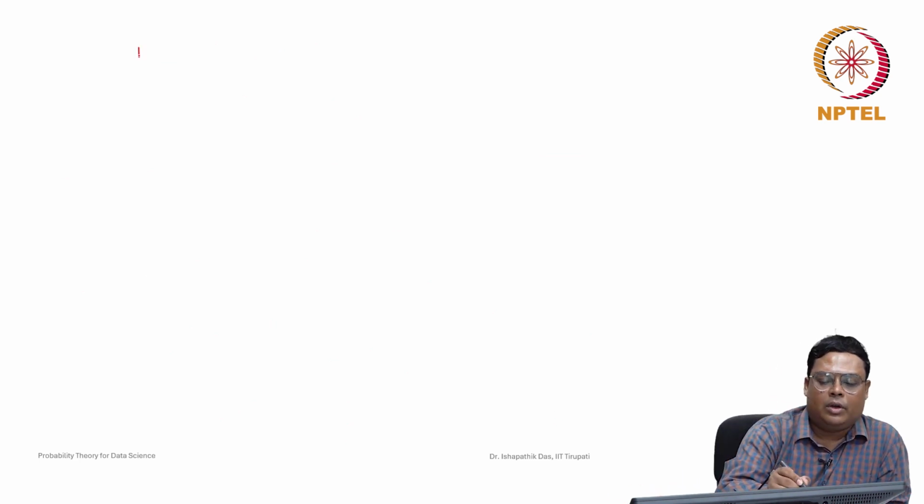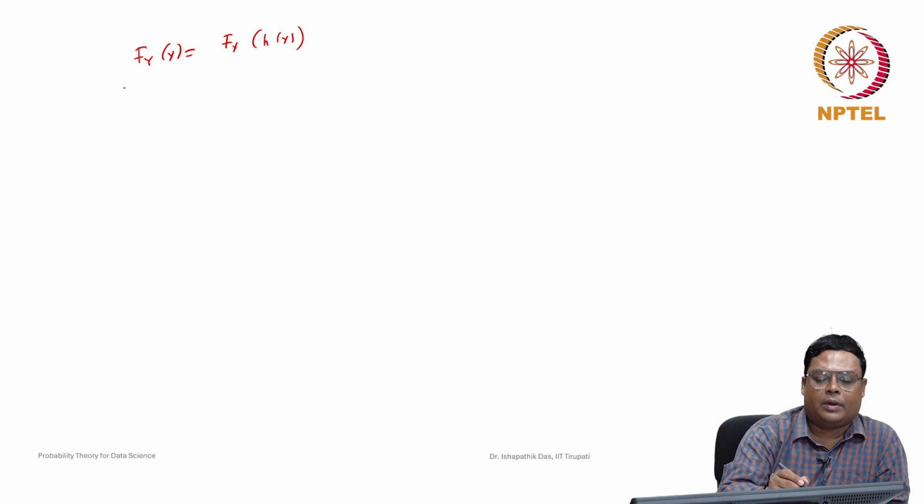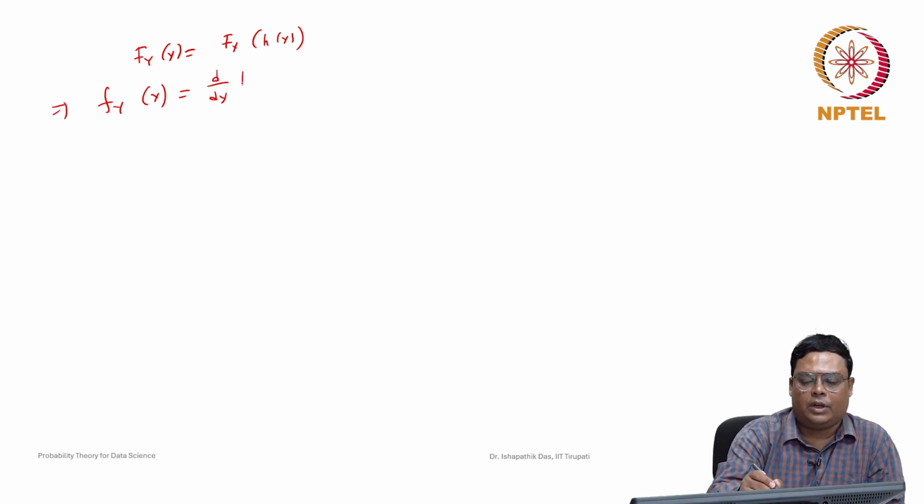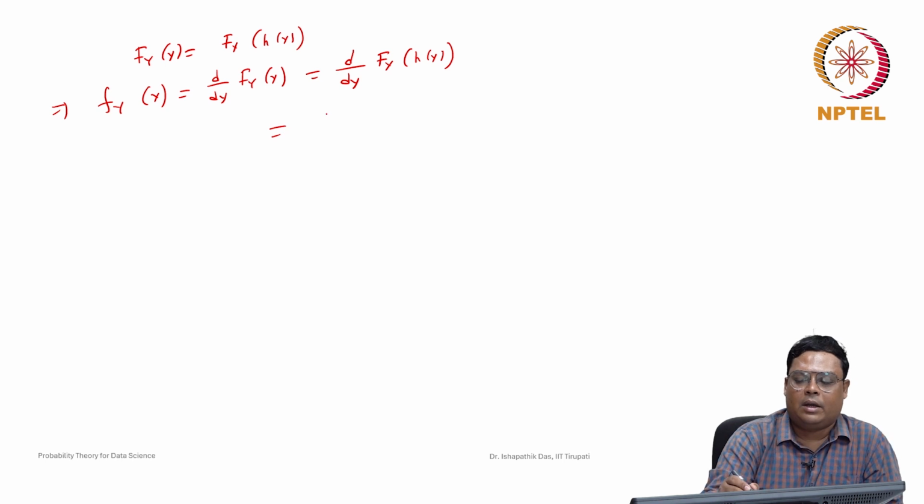So what we found is F_Y(y) = F_X(h(y)). Now we differentiate and we get the probability density function, the PDF, which implies d/dy of F_Y(y). So then it is nothing but d/dy of F_X(h(y)). That can be represented by dx/dy into d/dx of F_X(x) evaluated at x equal to h(y).